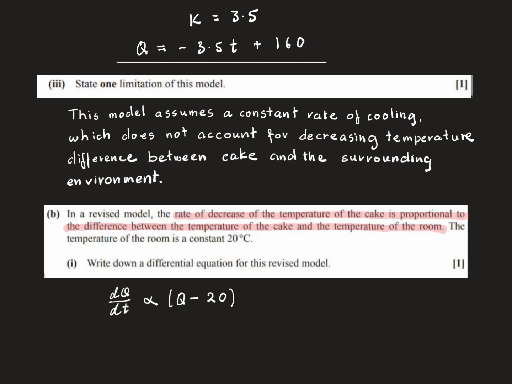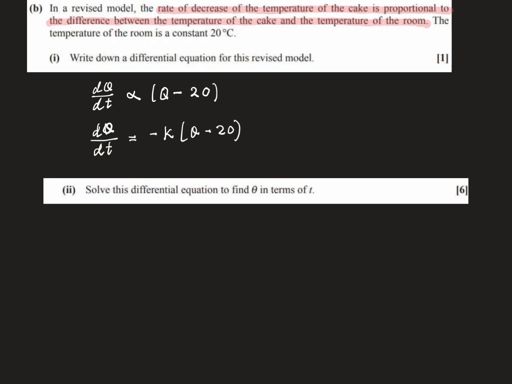And where we've got a proportional sign, we can now change it into an equal sign by saying dθ over dt is equal to minus k(θ minus 20). And that's it. That's where you get your mark for this differential equation. Now, just like before, we need to solve this equation, which means that we need to find what k is and obviously the constant of integration once we integrate it.